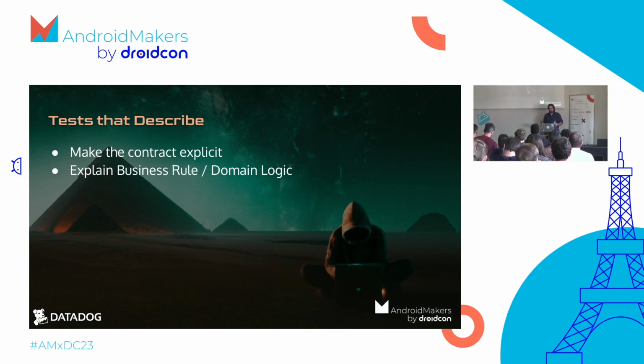It also can explain the business rules or the domain logic. So, for instance, you can say, oh, my user can put just up to 7 objects in their cart, and you're going to have a test that says, okay, when I put 7 objects in my cart, I'm going to be okay. If I put 8, I'm going to have an error, or I'm going to throw an exception, or I'm going to have something written in the logs.